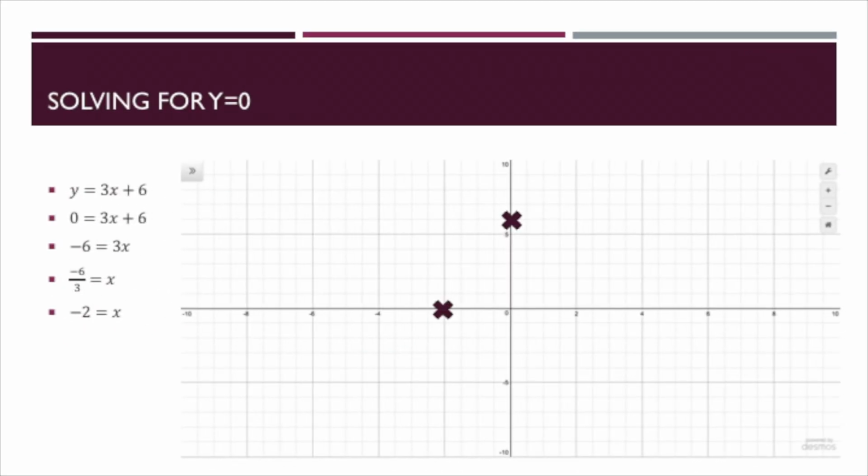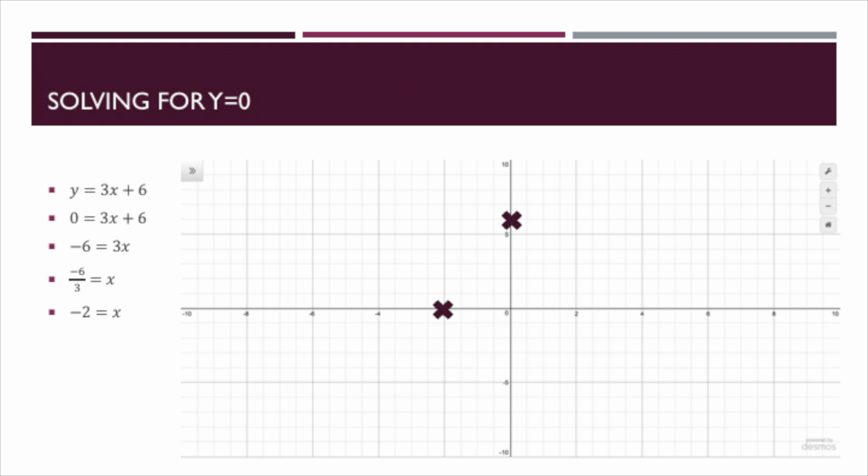Okay, so now we're going to solve where y equals 0. We take the equation y equals 3x plus 6. We put y as 0, so we know 0 equals 3x plus 6. We subtract 6 from both sides, so we have negative 6 equals 3x. Then we divide by 3 on both sides, so we have negative 6 divided by 3 equals x. And we know negative 6 divided by 3 is negative 2.